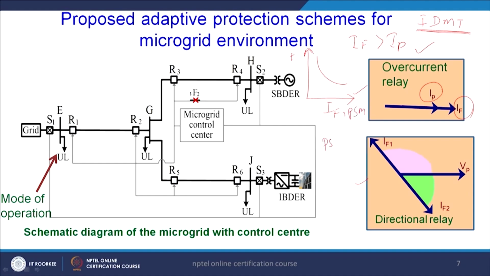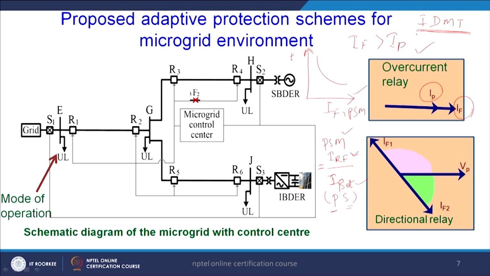This PSM is the plug setting multiplier, that is, the relay fault current divided by I set. This ratio is the fault current which is seen by the relay to the I set, and that I set we call the plug setting. PS stands for plug setting and PSM stands for plug setting multiplier.